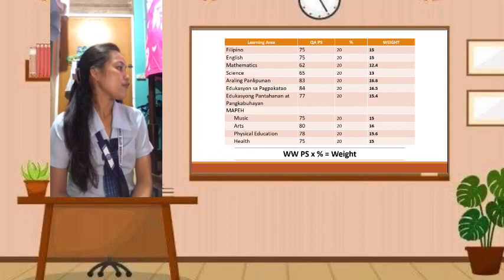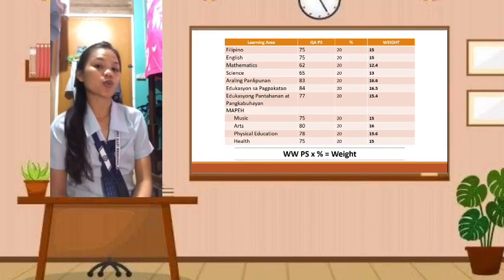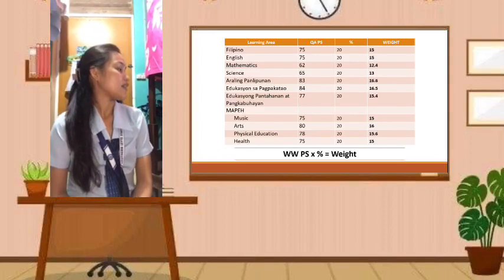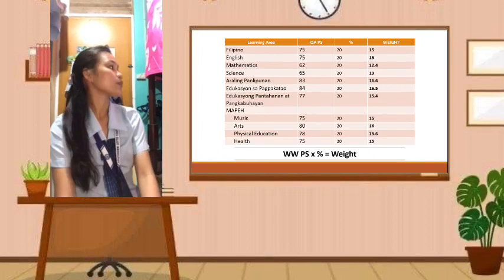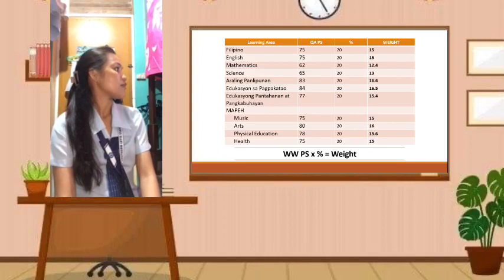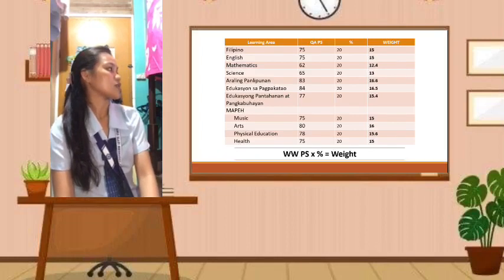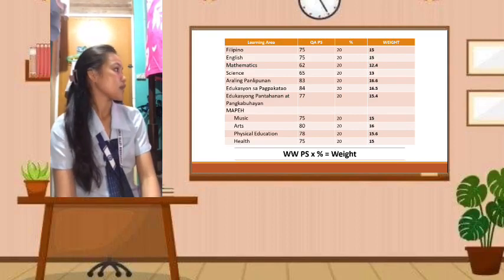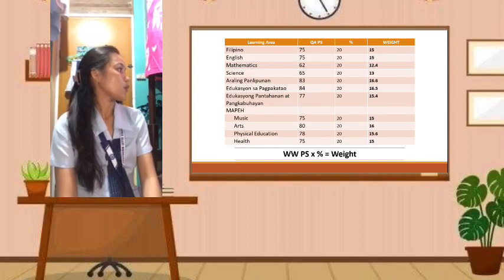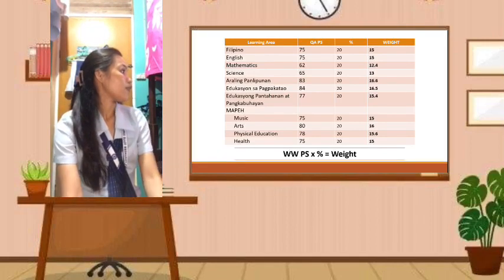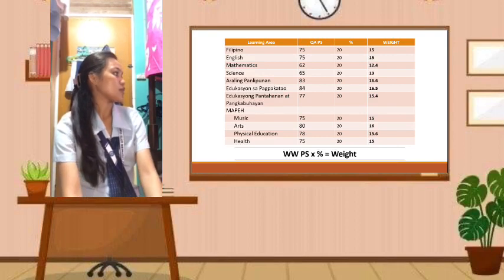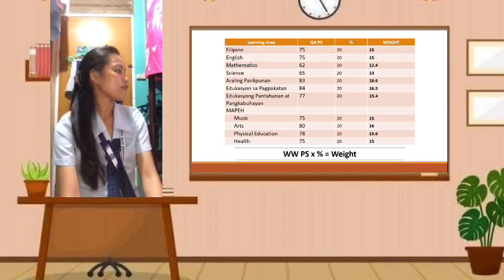We have 85 times 0.20 is equivalent to 17. 75 times 0.20 is equivalent to 15 again. 62 times 0.20 is equivalent to 12.4. 65 times 0.20 is equivalent to 13. 83 times 0.20 is equivalent to 16.6. 84 times 0.20 is equivalent to 16.8.